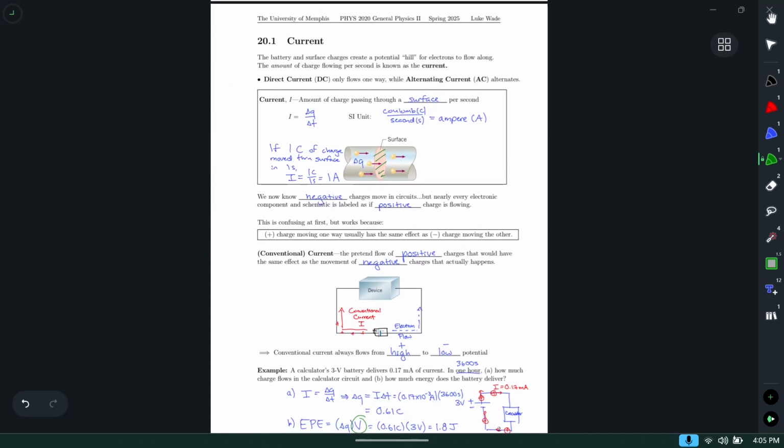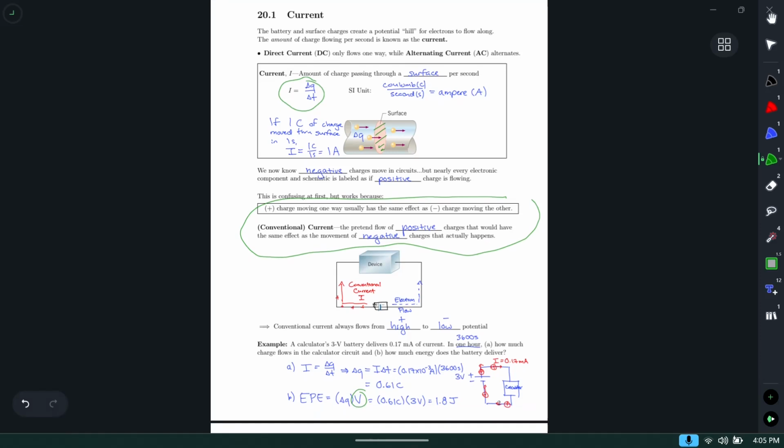What can be tested on is either how to calculate current or knowing about conventional current. Conventional current is we got sick of looking at what negative charges do and realizing they always do the opposite of what we'd like them to. So we decided to just pretend it's positive charge.